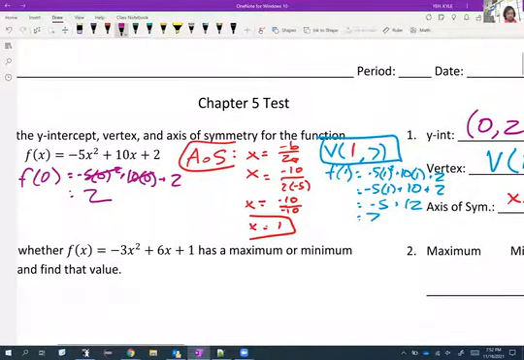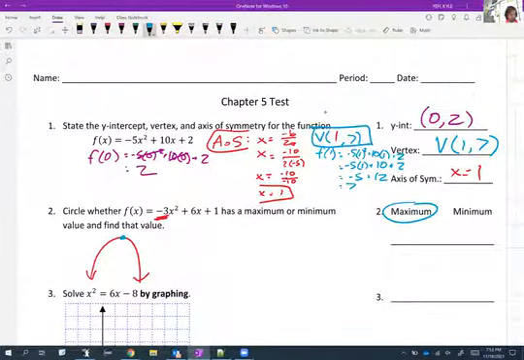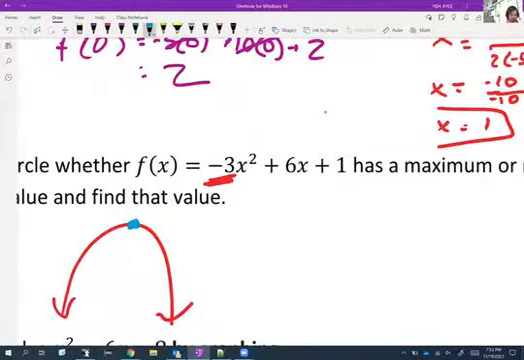Problem 2, circle whether f of x has a maximum or minimum value and find that value. I know that this f of x has a maximum value because the a value is negative, meaning we are opening down, meaning we have a highest point, but it goes down forever, so not an absolute lowest point. And so I can just circle maximum right off the bat. Now from this sketch, you might remember, okay, that maximum value is the y-coordinate of the vertex. So I need to find the vertex. I'm going to do kind of exactly what I did before. First, find the axis of symmetry to find the x-coordinate.